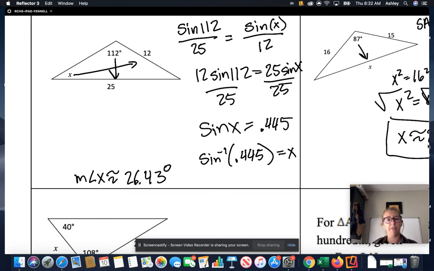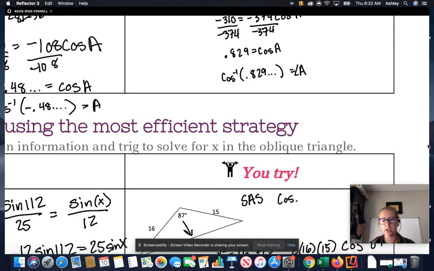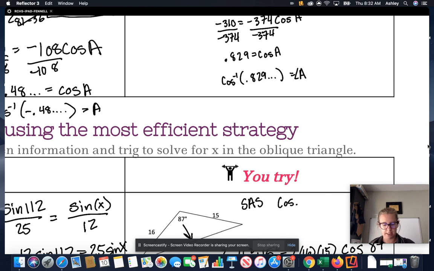Well, 12 is definitely not my longest side, so I expect this to be an acute angle, especially given that we have an obtuse angle of 112 here. So 26.43 looks good to me. Okay, you're going to try this one, of course, see what information is given, and then attempt the problem.